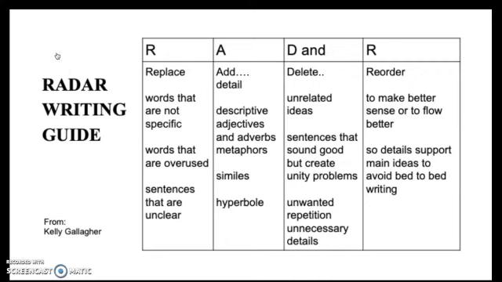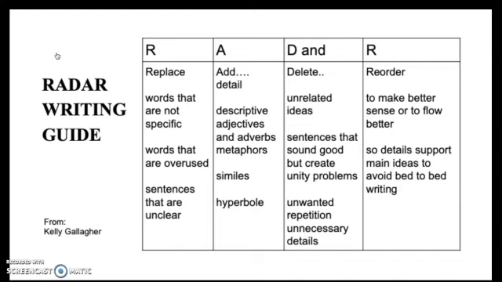Before I move into really thinking about proofreading, I just want to give you something from Kelly Gallagher that I really like. He calls it Radar, to help you do that editing revision. And this is going through your paper 3 or 4 times and looking for the following. Where can you replace things? Words that are overused, they're not specific, are there unclear sentences? There's something needs to be replaced. Then, like, can you add detail somewhere? Do you need to describe something?